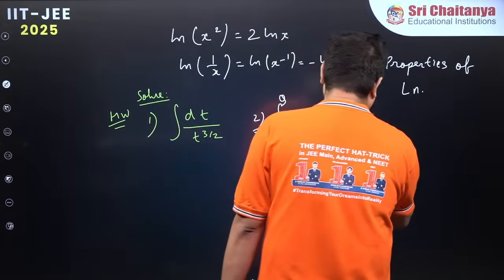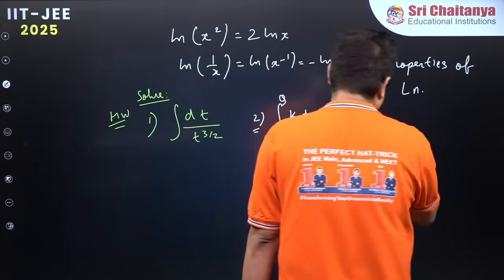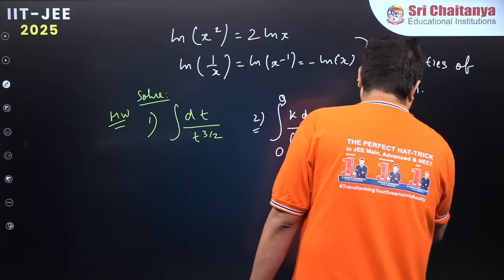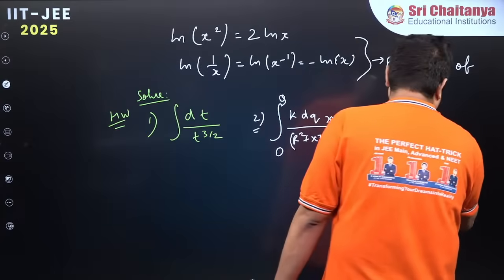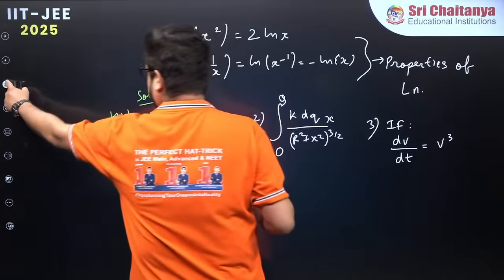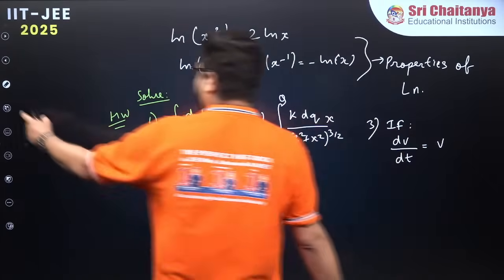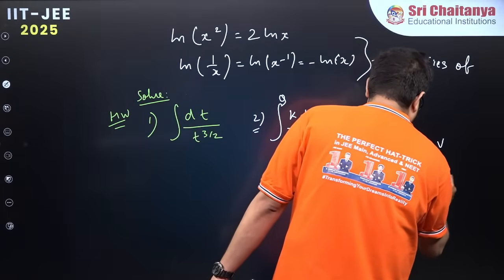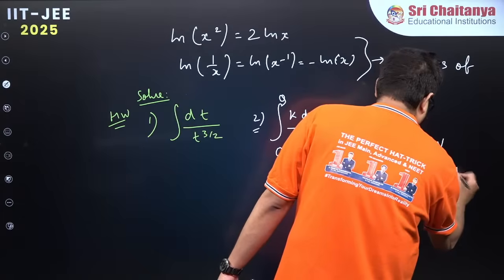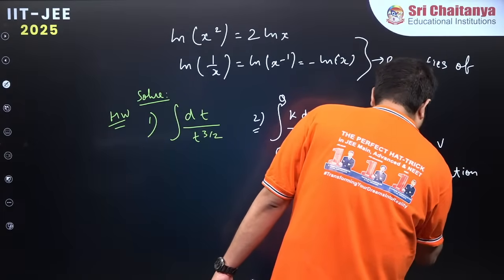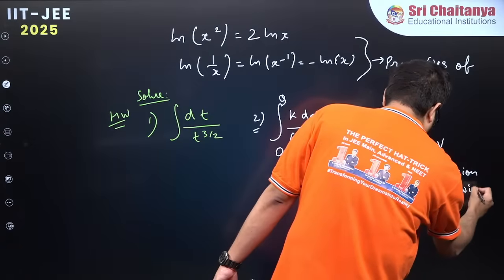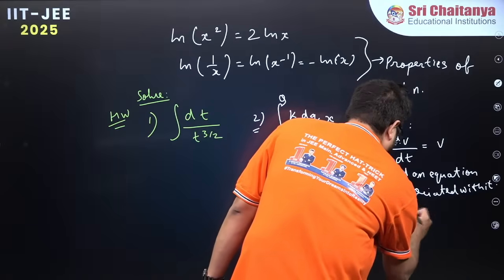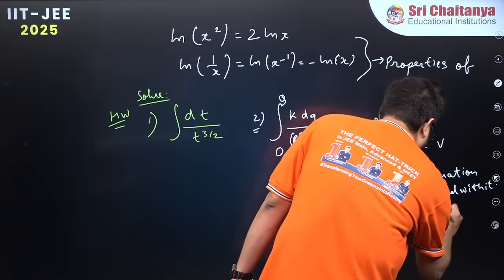Number third, I will say that if dV by dt is v square, or let's say I will say that dV by dt is equal to v, find an equation associated with it. Also find the initial velocity.